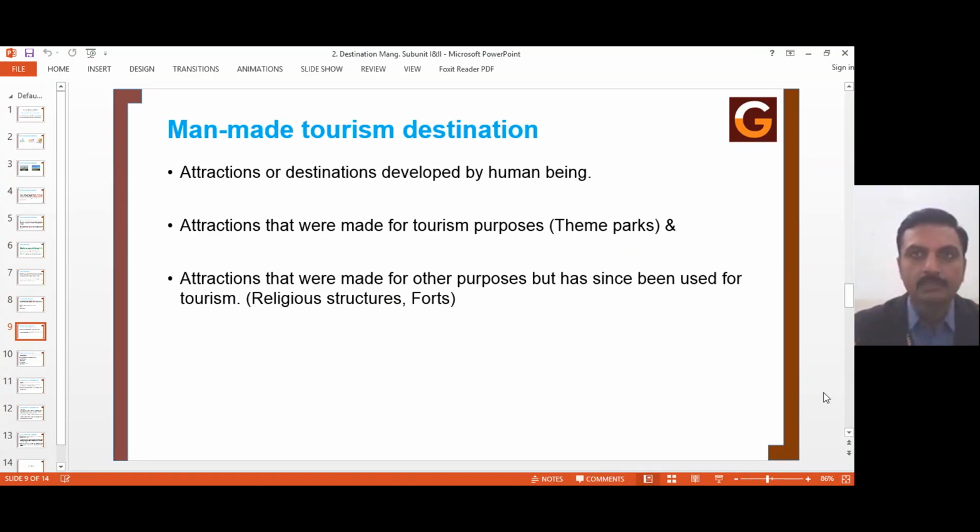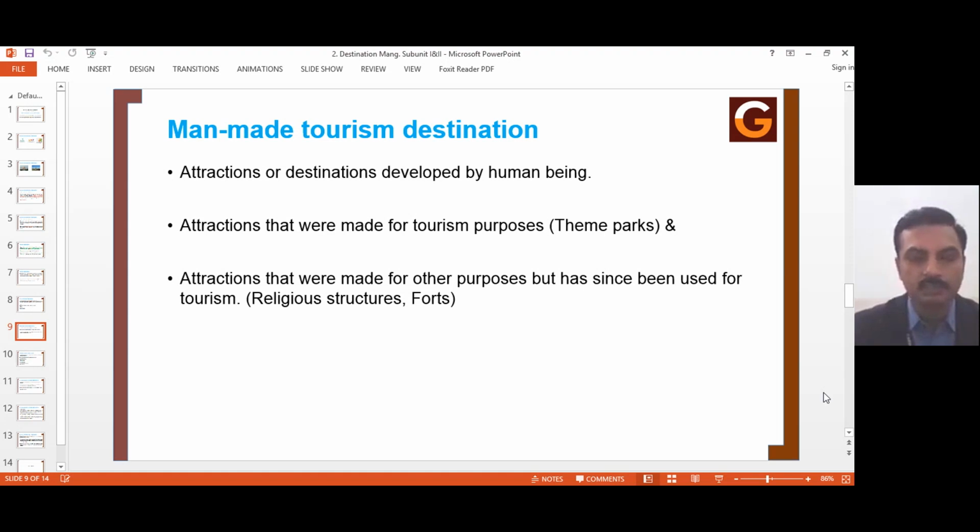As a part of that, sometimes we are building a few things which later on become an attraction for the tourists, such as the Golden Temple in Punjab or maybe the Meenakshi Temple in Madurai. They would have made it solely for the purpose of worshipping. But later on, it has become a place of tourist attraction.